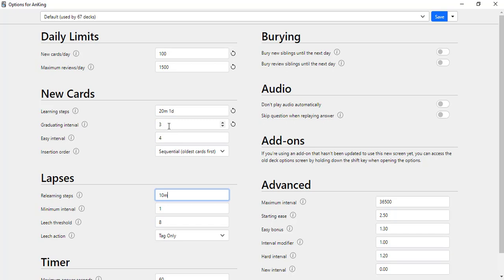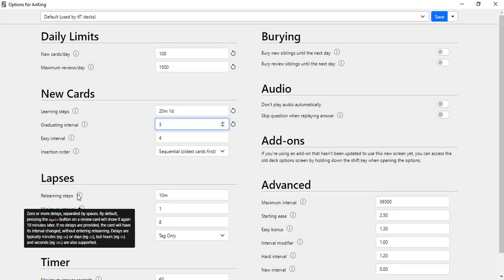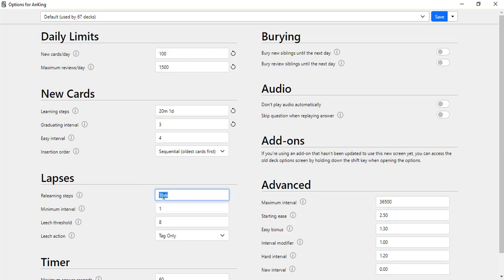So after 3 days, it asks me the question. I do not remember. I go through the process of relearning. It asks me the question again in 10 minutes. If I do not remember the question after 10 minutes, it will keep repeating these steps. Whatever the steps are here, it will keep repeating those steps. Let's say it asks me the question after 10 minutes, and let's say now I know the card. If I know the card, it will ask me in one day again, because that's what the minimum interval is.